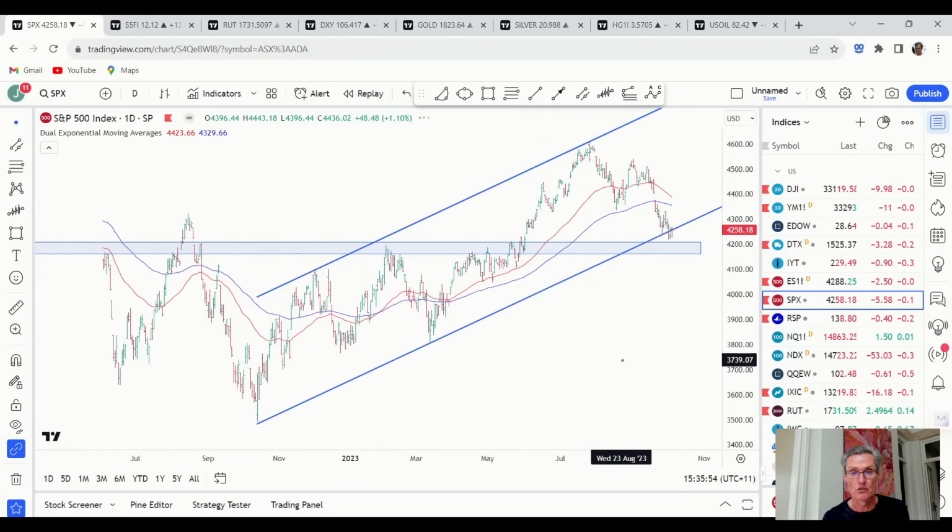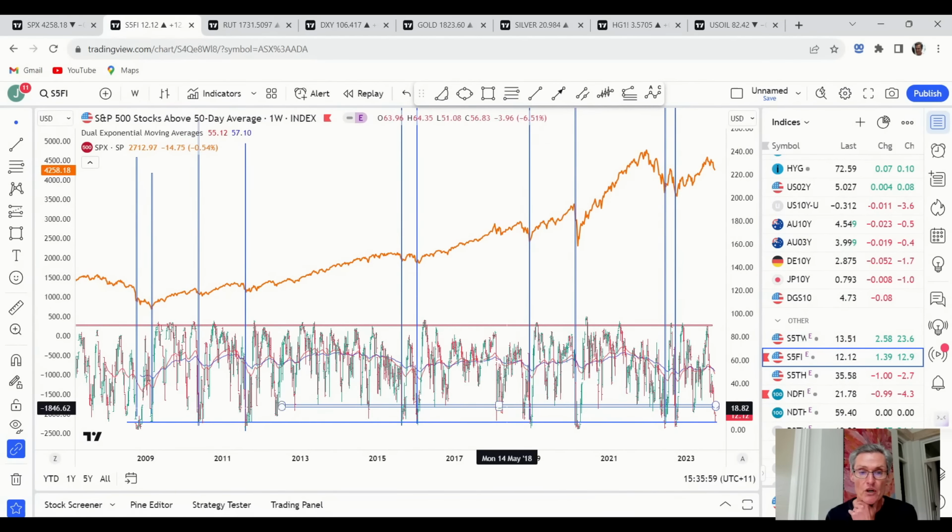Now, I want to show you something else which I think is really interesting, which I've been keeping a close eye on. So let me explain what I've got here. This is a weekly chart. The top chart, the orange line, is the S&P 500. The indicator beneath it is the number of S&P 500 stocks above their 50-day moving average. You've seen this indicator a few times over the previous months. Occasionally I bring it out when it has something interesting to discuss, and it's certainly got something interesting to discuss today.